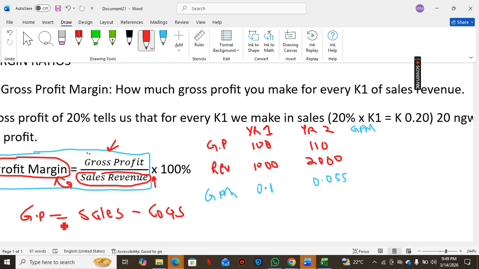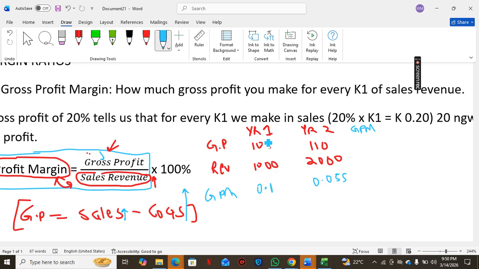Then we also have to look at the mechanics of gross profit. Using this formula, gross profit is equal to sales minus cost of goods sold. If cost of goods sold rises even way more than sales, your gross profit can go down. And if your gross profit goes down, you're making less gross profit for every sale that you make. So cost of goods sold is also one factor you have to look at with this ratio, because it has an effect on gross profit.